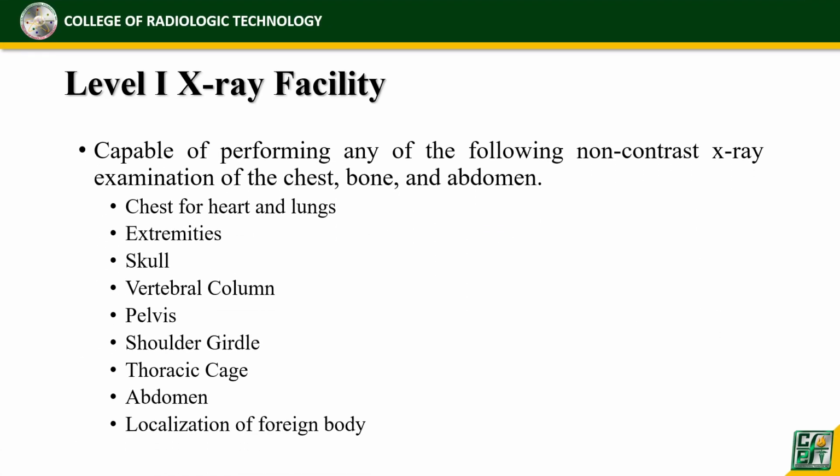Okay? So Level 1 X-ray facility, so this facility is capable of performing any of the following non-contrast X-ray examination of the chest, bone, and abdomen. So ito lang yung pwede niyang gawing procedure kapag ang kanyang license to operate ay level 1. Okay? So chest for heart and lungs. So hindi kasama na rin dyan yung thoracic cage. Okay? Magkaiba yung chest for heart and lungs, tapos yung chest for thoracic cage.